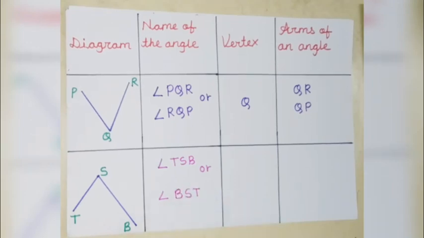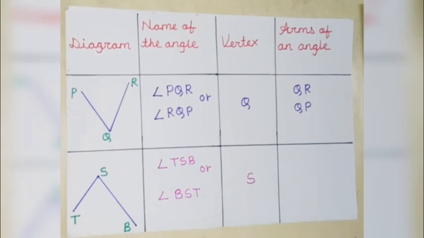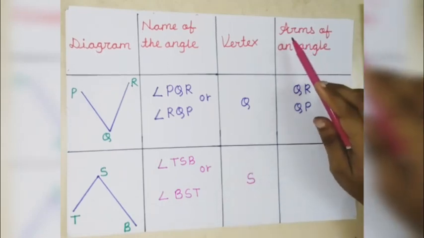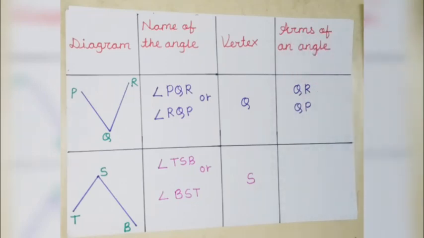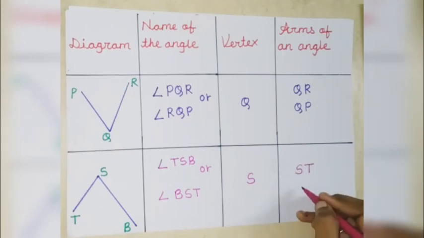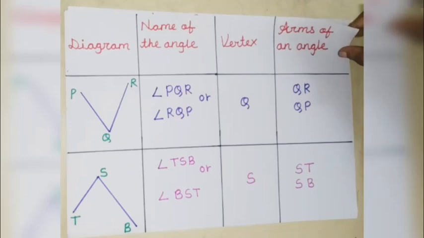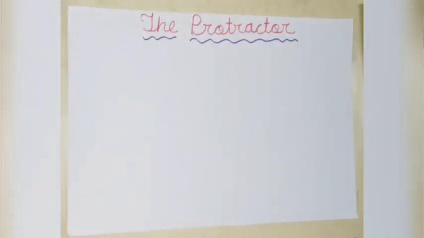Now tell me the vertex. Yes, vertex means the common point. Here the common point is S. In the next column, we will write arms of an angle. Arms means the lines which are coming from the vertex. So here arms are ST and SB. Children, I hope now we are very clear with this. We will move to the next subtopic, children.